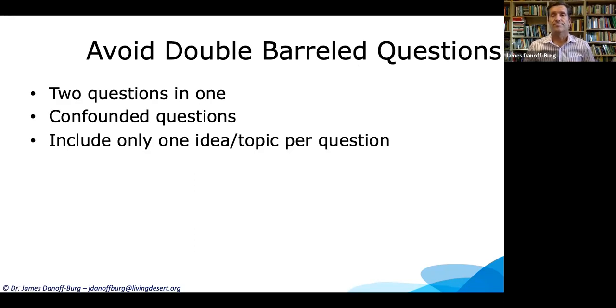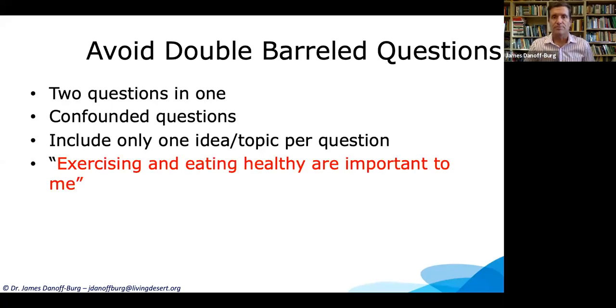Double-barreled questions. Double-barreled questions are when we are asking two things at once. And these lead to confusion and confounded answers, which means that it's not clear which of the two questions they're actually answering. So the best way to go about it is to only ask one idea per question, or one topic per question or per item. So here's an example. This is a double-barreled question. Exercising and eating healthy are important to me.